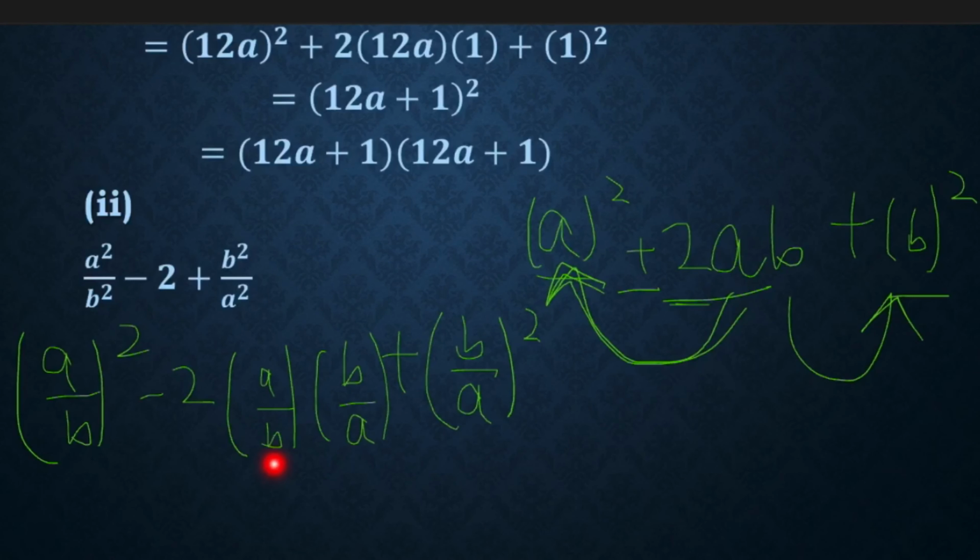Students, observe that this term is missing here. Why is this term missing here? Because this a is cancelled with this a and this b is cancelled with this b. So after cancellation this term is missing here, but actually it is present. So a whole square plus b whole square minus 2ab is closed as a minus b whole square.